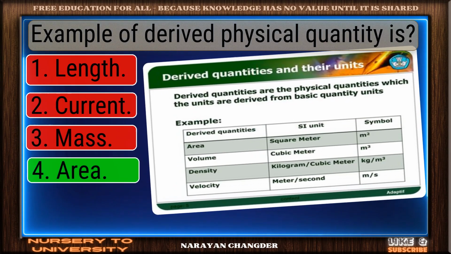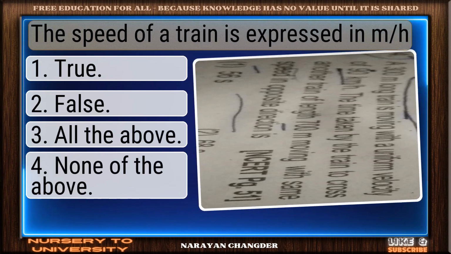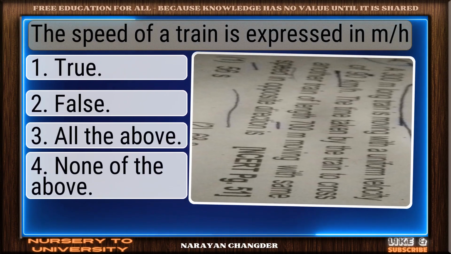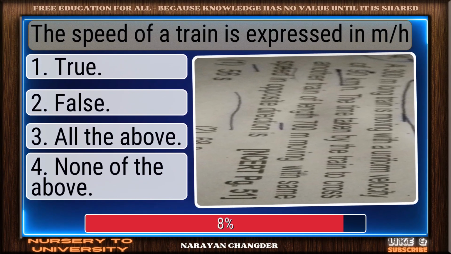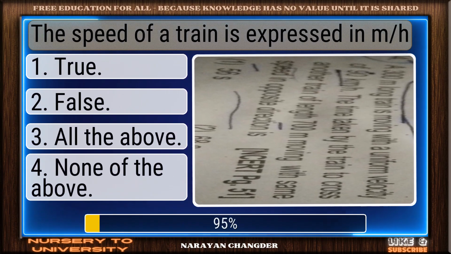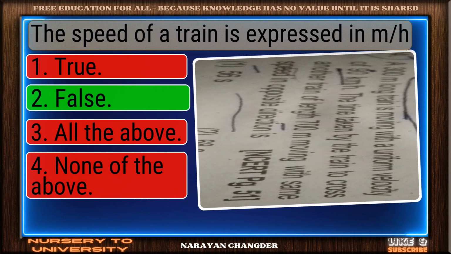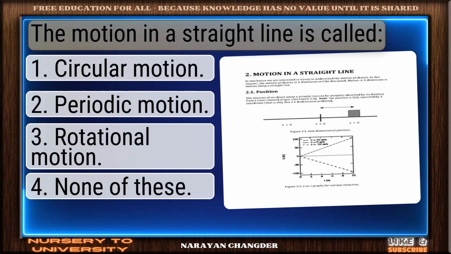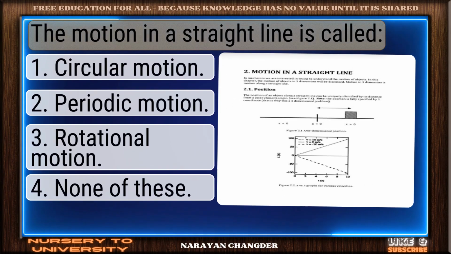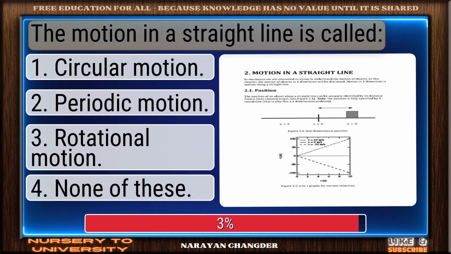Well done. Area is the right choice. Question number 92. The speed of a train is expressed in a meter. Right again. False is a valid answer. Question number 93. The motion in a straight line is called?